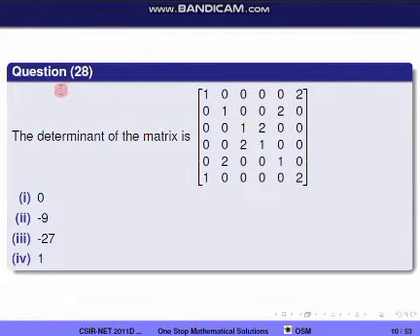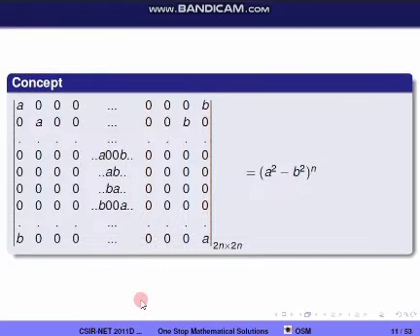Question 28. The determinant of the matrix is. So we have to find its determinant. We will look into the concepts used. If we are given a matrix of this form of order 2n, then the determinant of this matrix is equal to (a square minus b square) whole power n. So that is what is written here.